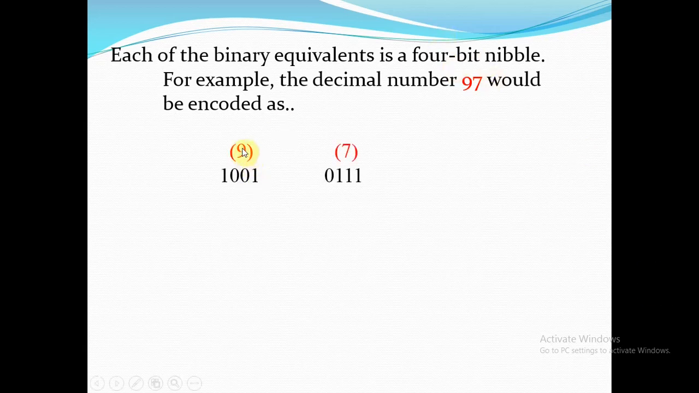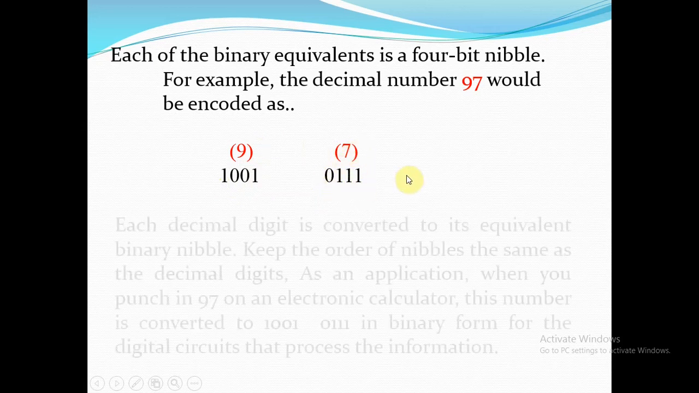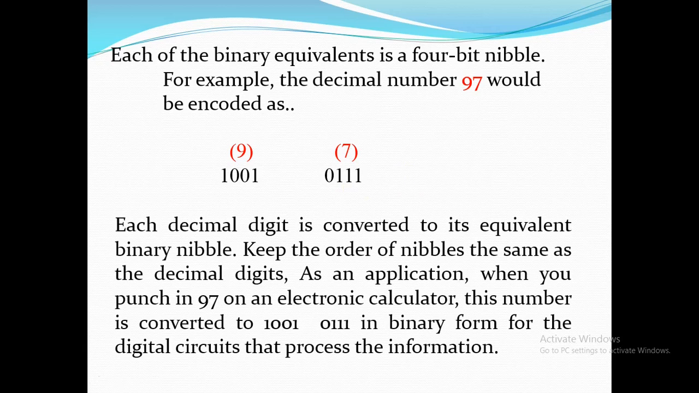So for example, number 9 is represented by a 4-bit signal, which is 1001, because there are 1, 2, 3, 4 bits. And same goes for number 7, it's represented by 0111. So when we press 9 on our calculators, it sends 1001 to your chip. And if we press 7, it sends 0111 to your chip.